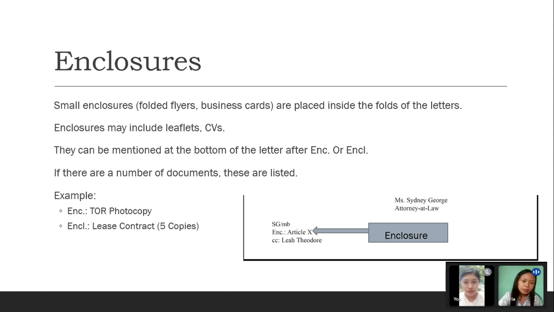Example: ENC or Enclosure, TOR, photocopy. Next one is ENCL, lease contract. Included is the number of documents, which is 5 copies. Here is the other example beside ENC or Enclosure, Article X.